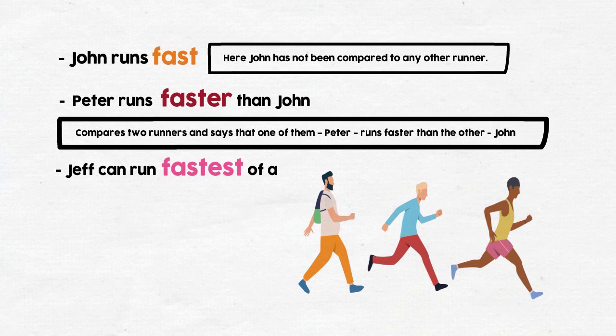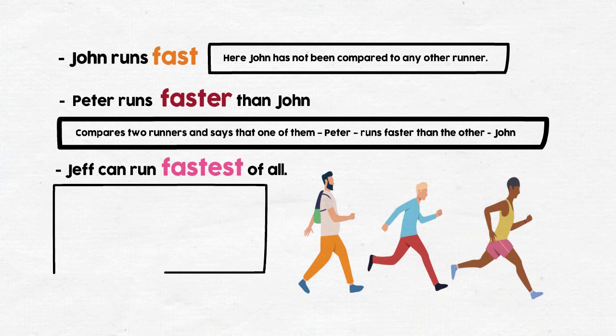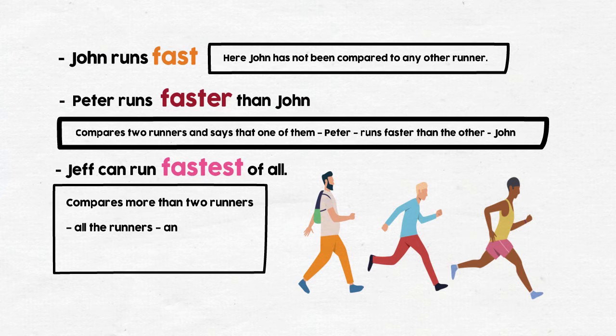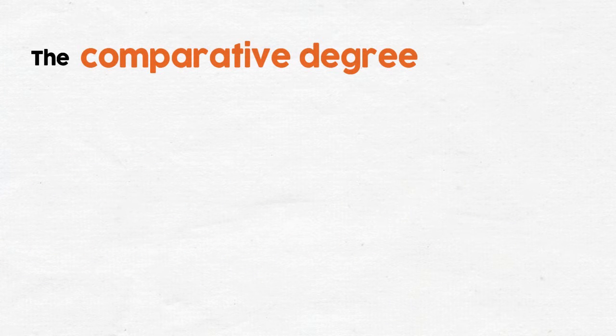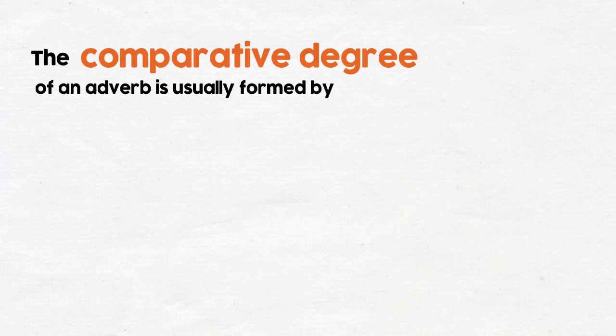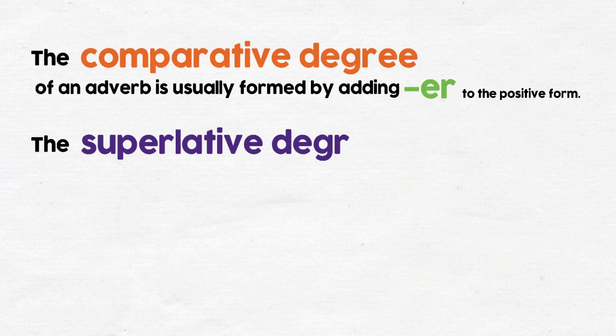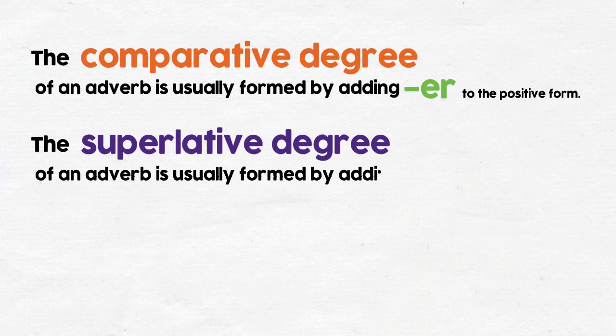Jeff can run fastest of all. This compares more than two runners, all the runners, and says that one of them, Jeff, is the fastest. The comparative degree of an adverb is usually formed by adding er to the positive form. The superlative degree of an adverb is usually formed by adding est to the positive form.